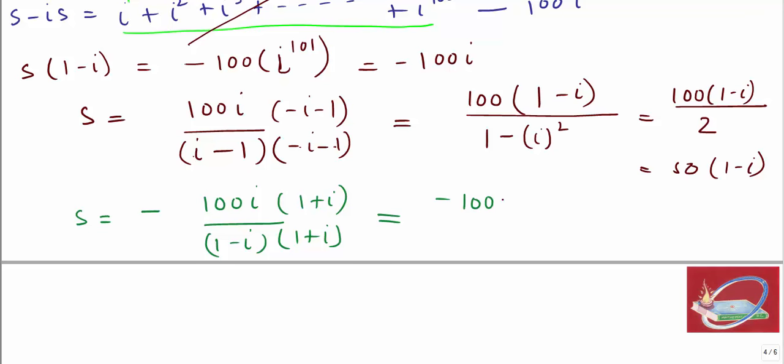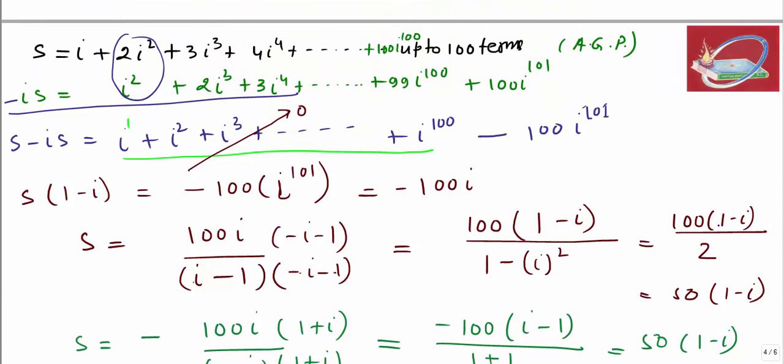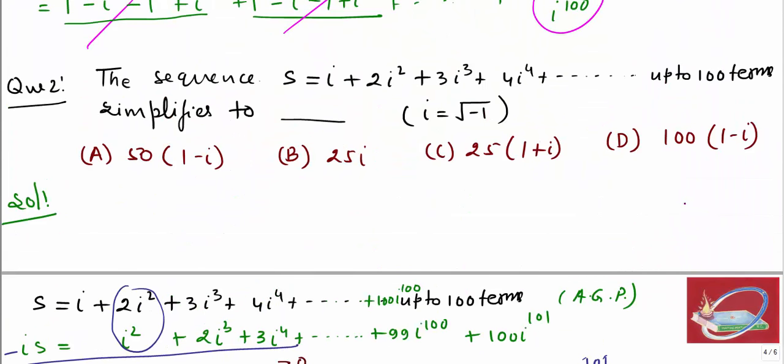Minus 100 times (iota minus 1), iota minus iota square, that is minus 1, upon (a minus b)(a plus b), that is a square minus b square. So 1 minus minus 1, that is 1. So 2 it is. You can multiply, divide by 2, and you will get 50 times (1 minus iota). You can see which one is the correct option. 50 times (1 minus iota). So A is the correct option.